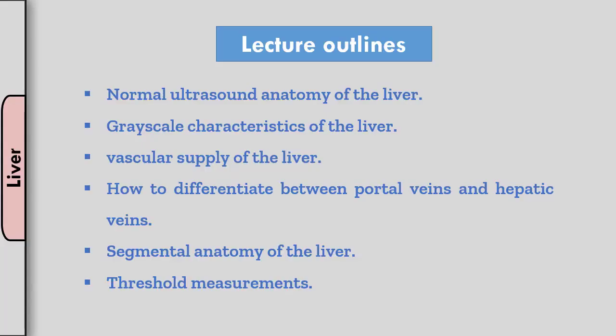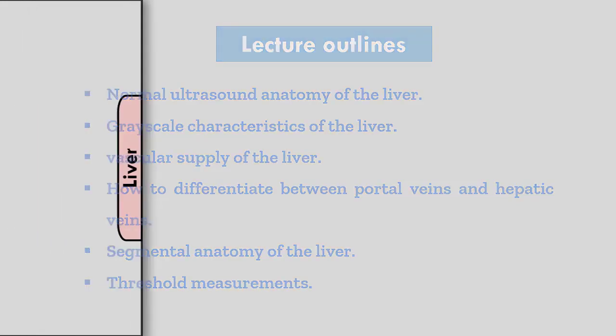The objective of this talk is to discuss the normal ultrasound anatomy of the liver. We will discuss grayscale characteristics of the liver, vascular supply of the liver, and how to differentiate between portal veins and hepatic veins. We will discuss the segmental anatomy of the liver, as well as threshold measurements for the liver.